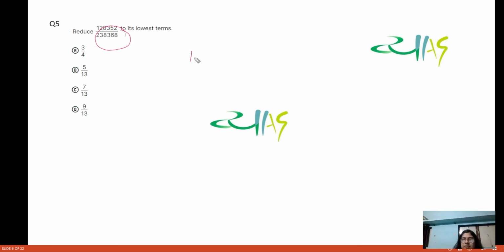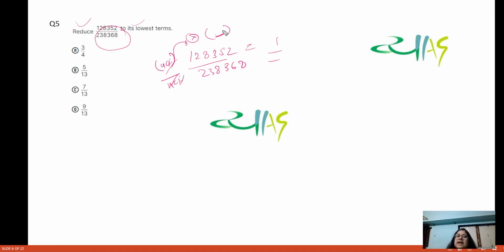We have this number 128352 and 238368. Now it is saying reduce this to its lowest term. So to reduce to the lowest term, what can we basically do? How is this related to HCF and LCM? If you come to know the highest common factor here, then you can divide these numbers by it so that the HCF will get cancelled and the remaining numbers will be the lowest terms.